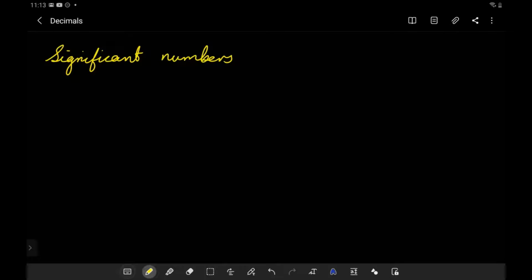All right, so this should be significant figures, right? So what is a significant figure? Significant figures are numbers that are non-zero before the point. And I think zeros after the decimal point are significant, right? Zeros after the decimal point are significant.